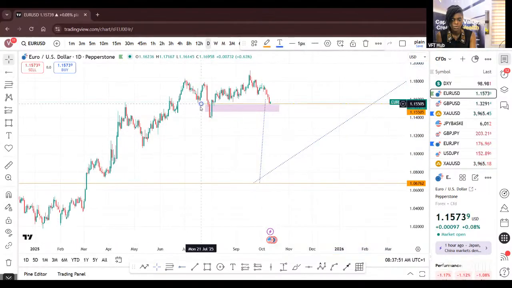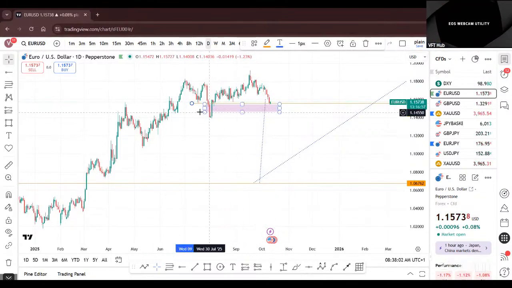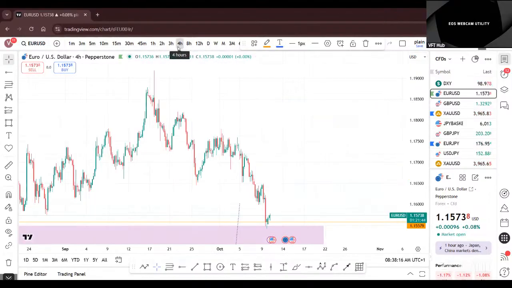This is what we saw, rather. Shoulder right here at 1.15739. Sweep to the downside, break to the upside. Price is presently sitting at the left shoulder, the left shoulder at 1.15739. So let's get to the 4-hour time frame to quickly see what price is doing right there.